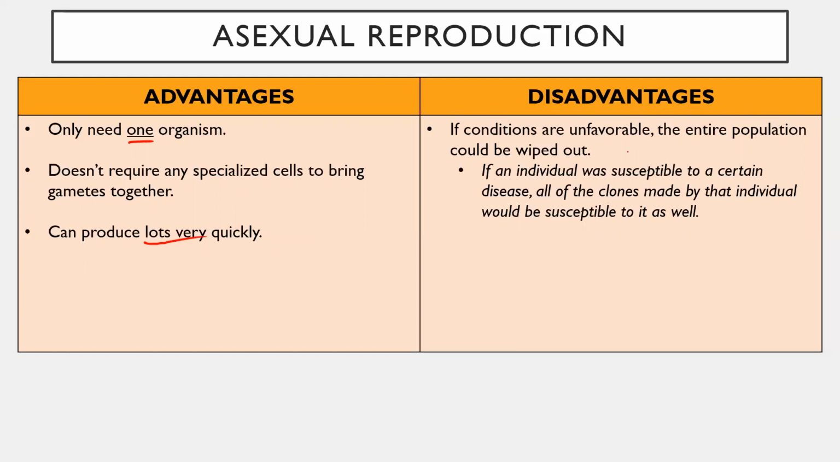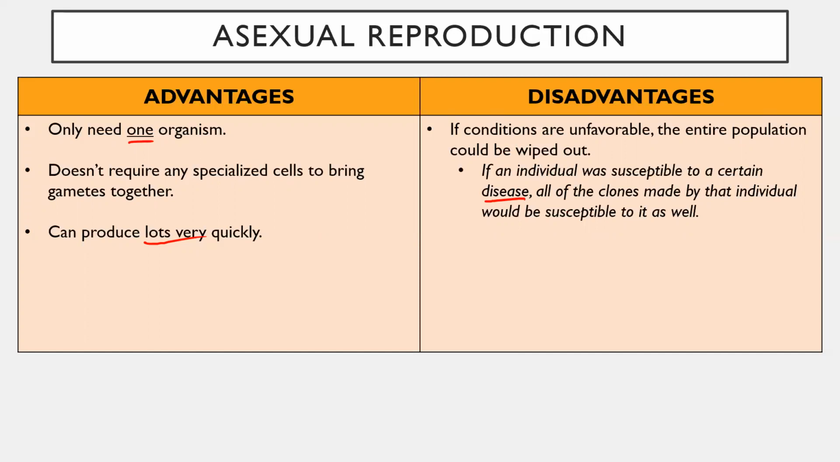Now, some disadvantages, however, are if conditions are unfavorable, the entire population could be wiped out. Just to elaborate on this, if every single member of a certain species had the same DNA, then they would be susceptible to the same weaknesses that that original parent had. So for example, if an individual was susceptible to a certain disease, then all of the clones made by that individual would be susceptible to it as well.